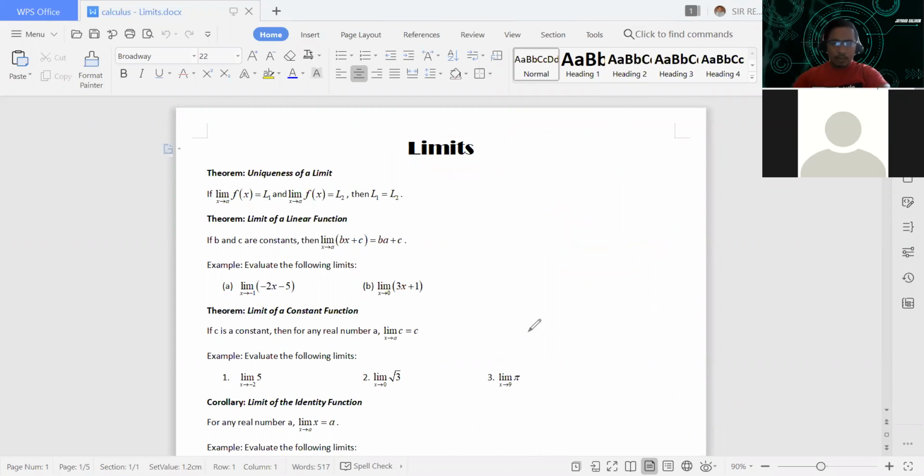Okay? Karo sa tanan? So gitagaan lang tamo gamay nga overview what is a limit.